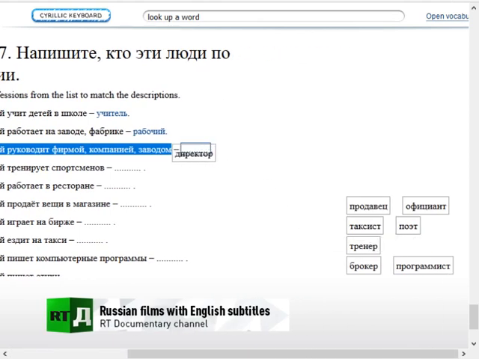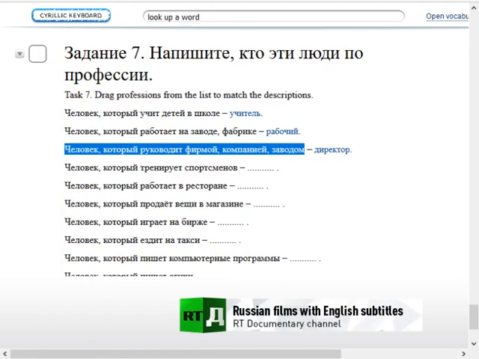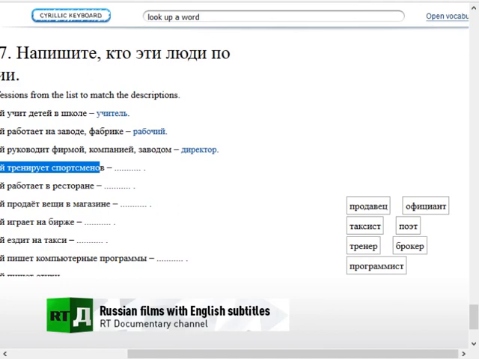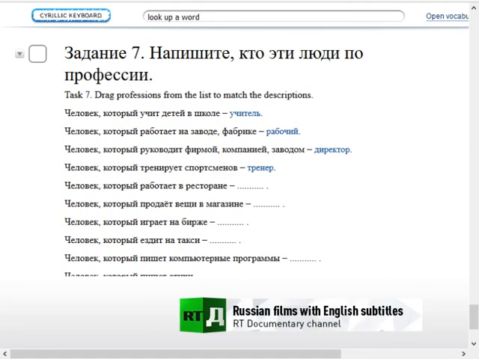Probably here they want director. Yeah, director is obviously a manager. What is the difference between a director and a manager? I think a director is one specific type of manager. Anyway, человек, который тренирует спортсменов, the person who trains sportsmen or athletes, is a trainer. And here we have тренер, the trainer, тренер.